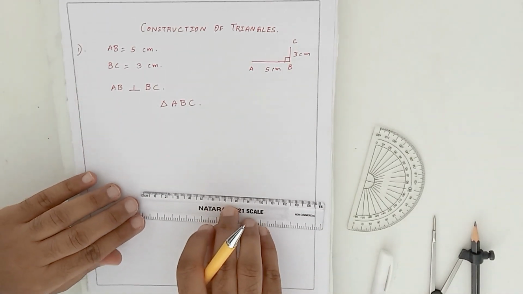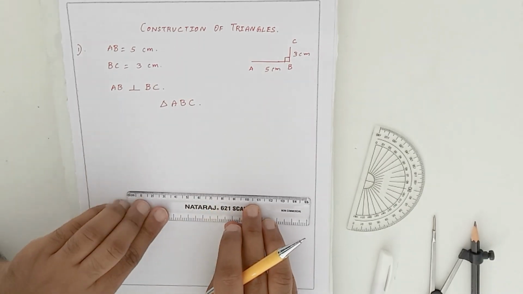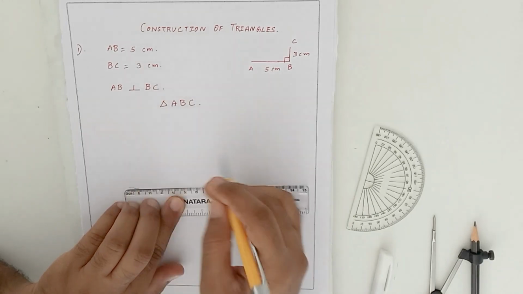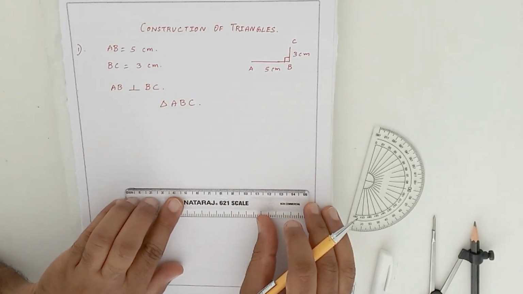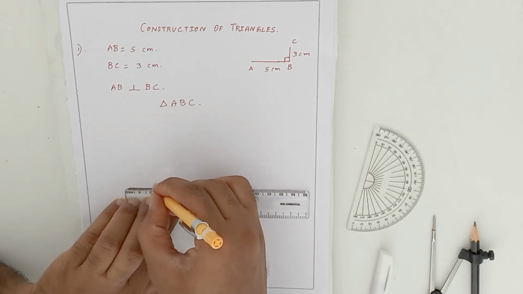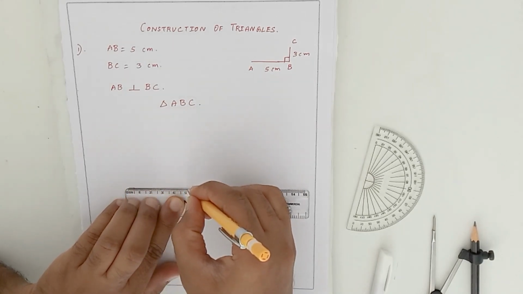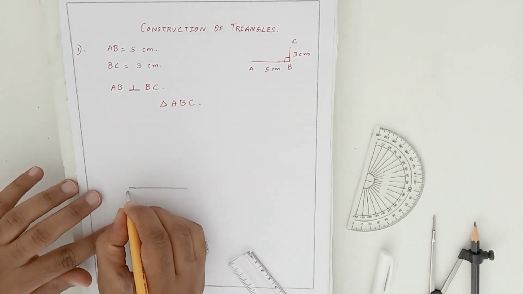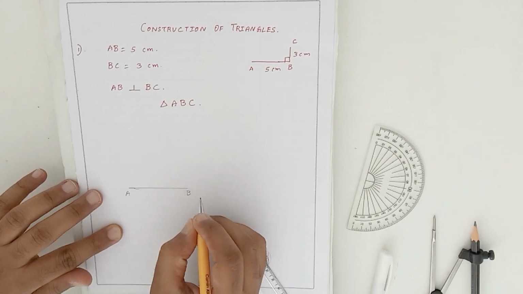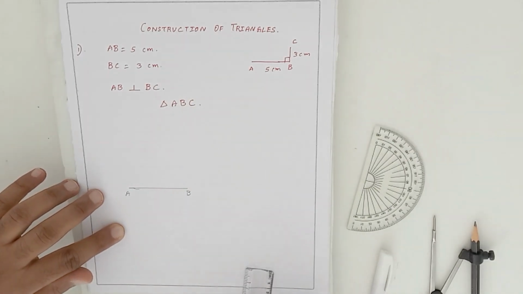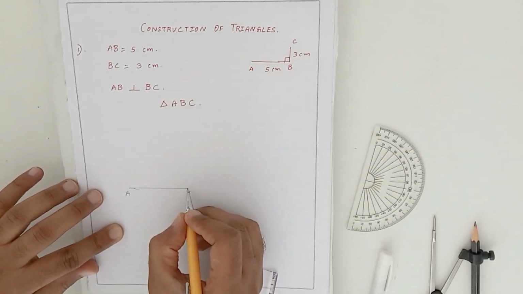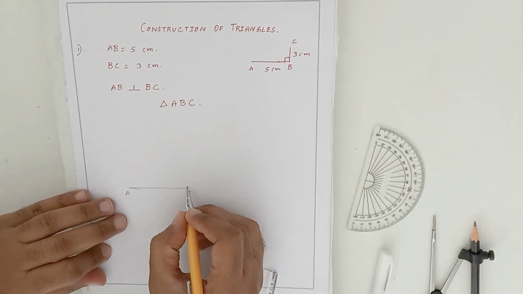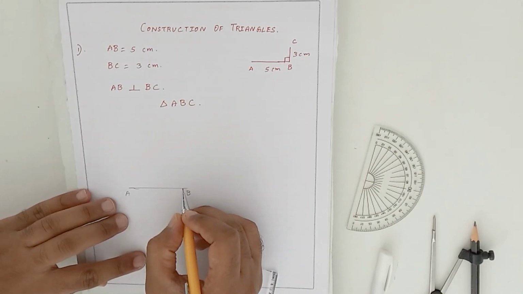First I'll take AB 5 centimeters. 0, no, my mistake. Okay, 0, 1, 2, 3, 4, 5. So I have drawn a line that is 5 centimeters and I have to call it AB. Next, BC should be 3 centimeters. Now here we expect you to construct 90 degrees rather than measure 90 degrees using a protractor.